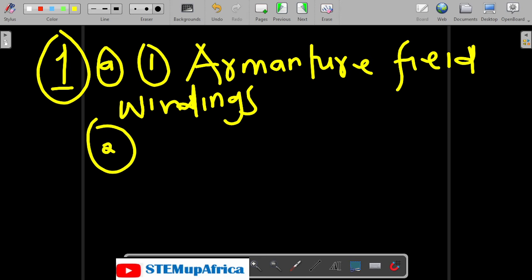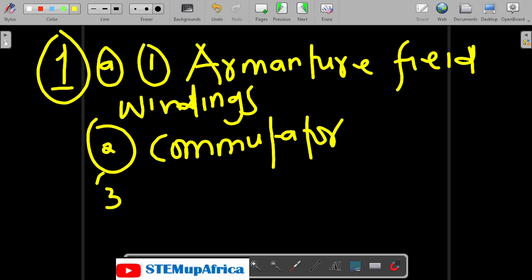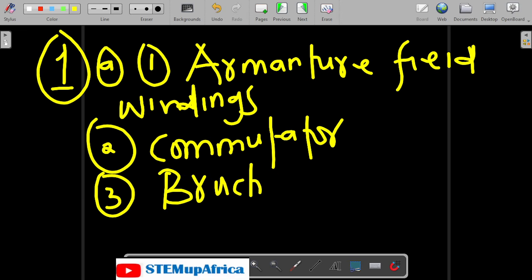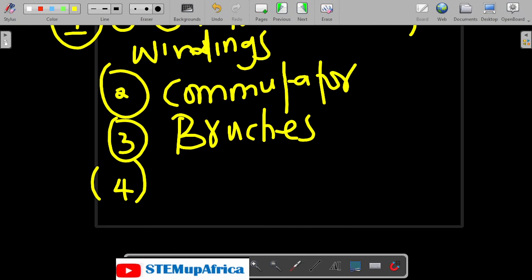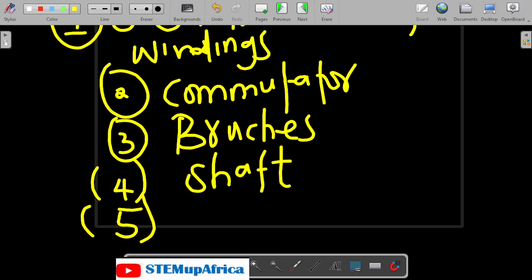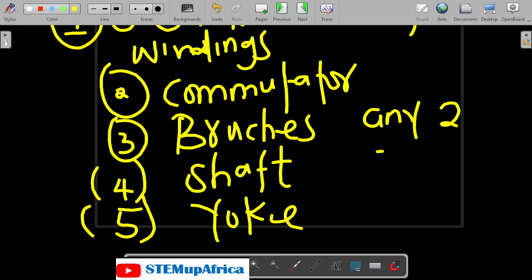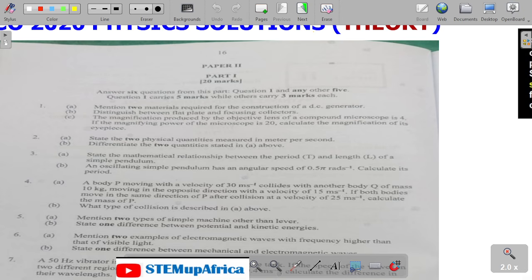Number 2, we have the commutator. If you know the diagram for DC, you should know all these parts. Number 3, I'm going to list 5. You take any 2. Number 3, we have the brushes. The brushes, they are close to the edges of the DC. Number 4, we have the shaft. Yes, the brushes are connected to the shaft. And number 5, we have the yoke. So you can take any two from this, according to question 1A. Question 1A is compulsory, 1A to 1C.